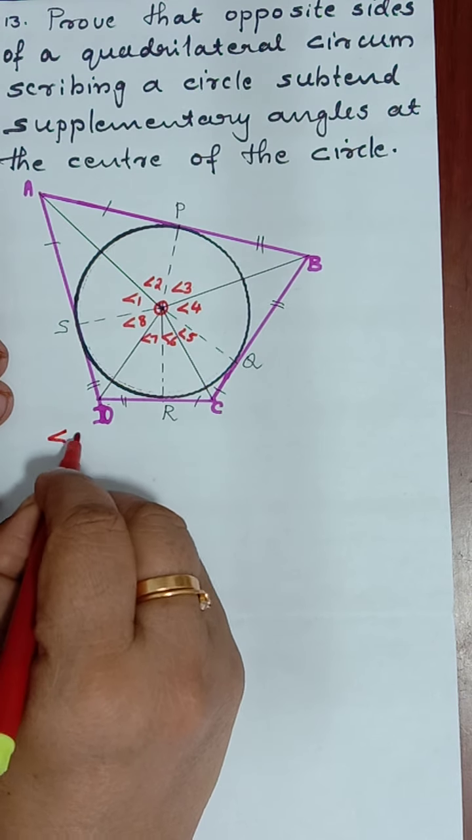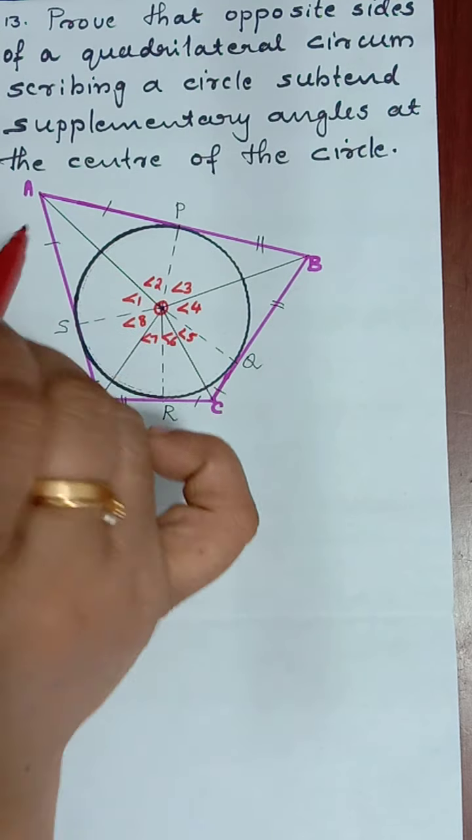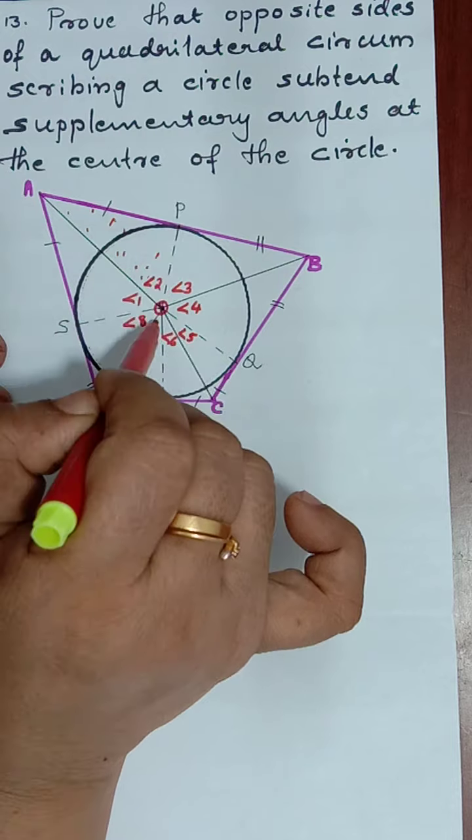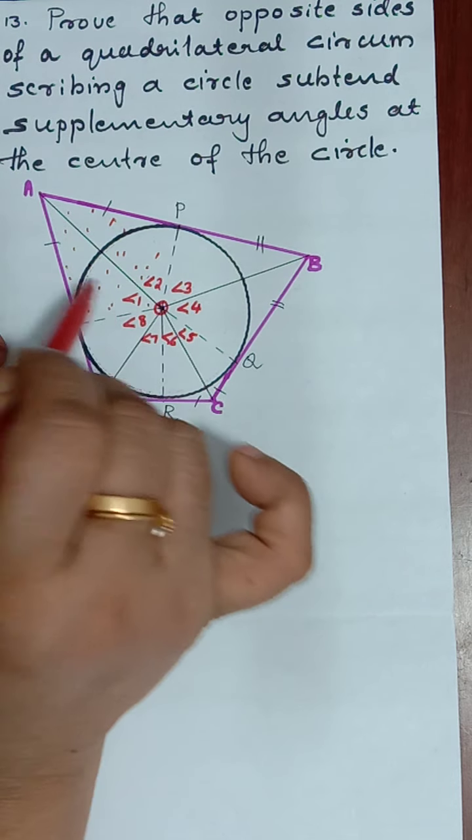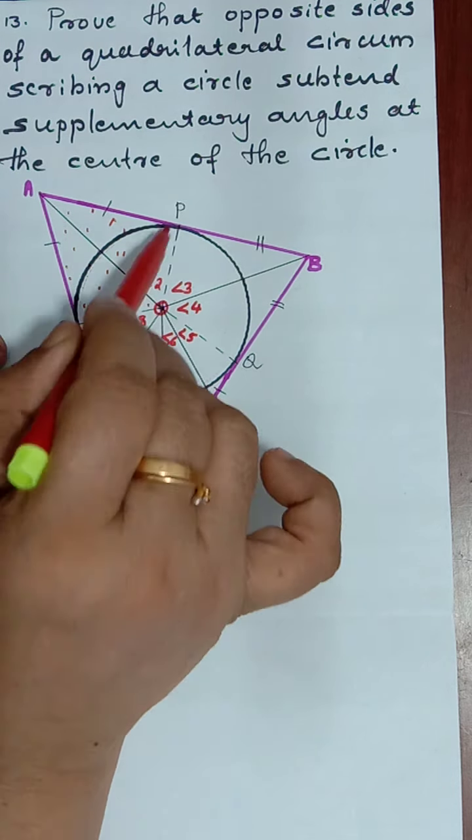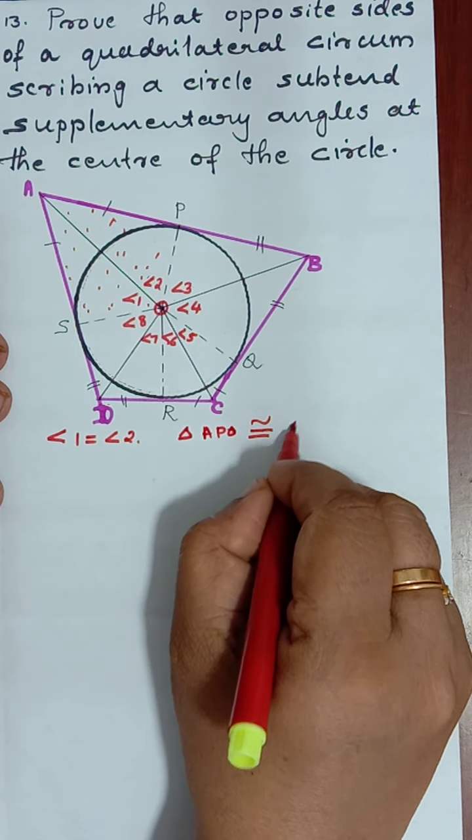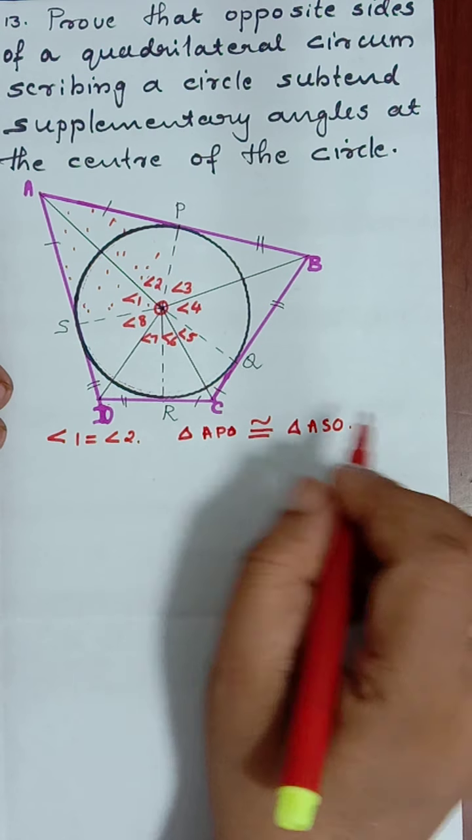Okay. We know that angle 1 is equal to angle 2. What is the reason? For this 1 and 2, we have to consider triangles APO and ASO. These are the two triangles we are considering. Isn't it congruent by the RHS congruence rule? That is, triangle APO is congruent to triangle ASO. That is the reason.